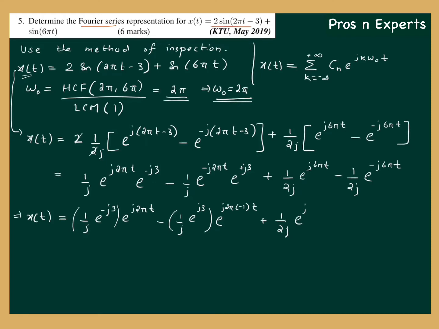e raised to j 2 pi into 3t, because you know e raised to j 6 pi t is e raised to j 2 pi into 3 into t. Similarly, minus 1 by 2j into e raised to j 2 pi into minus 3t. That must be clear: e raised to minus j 6 pi t is e raised to j 2 pi into minus 3 into t. So I have rewritten my expression like this.